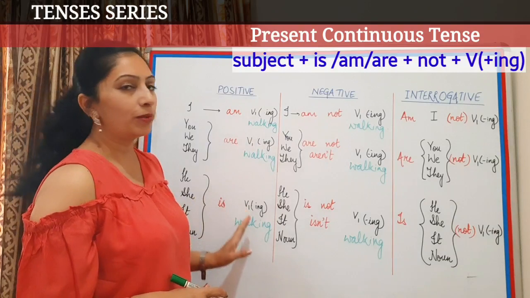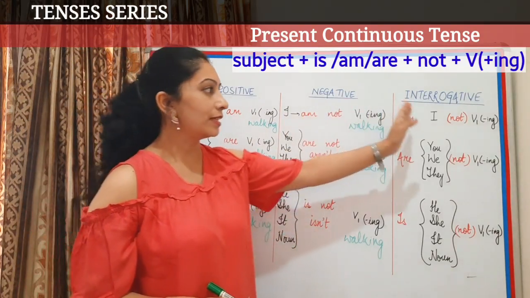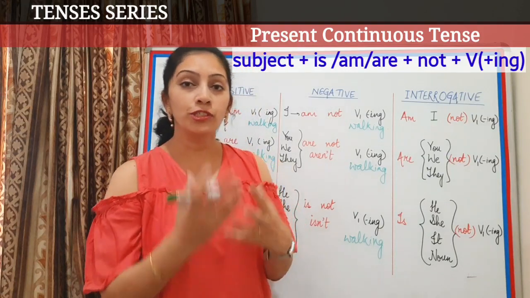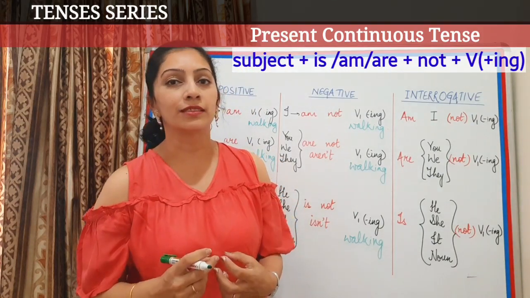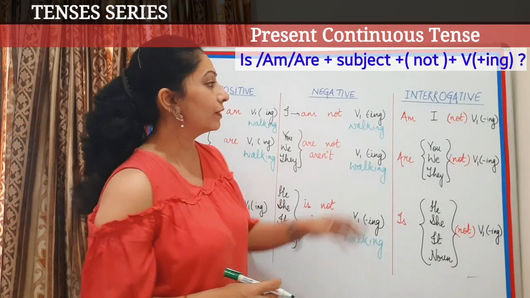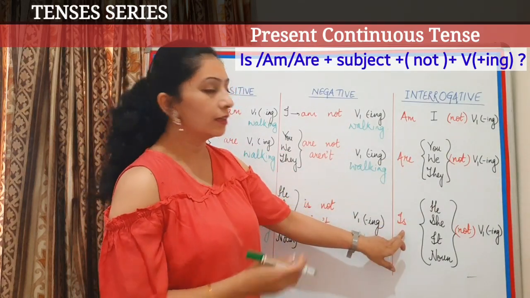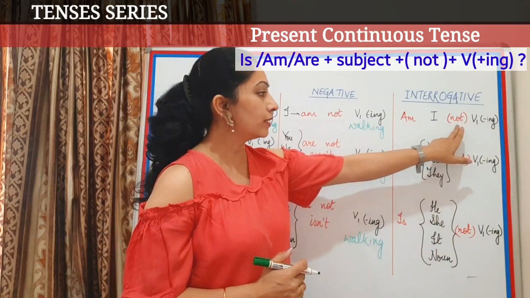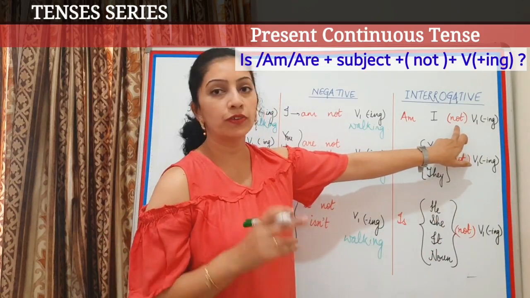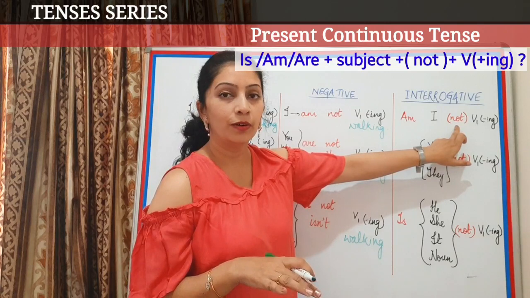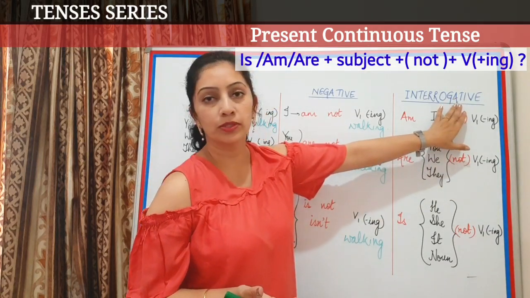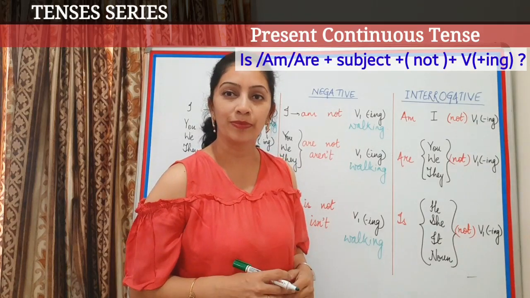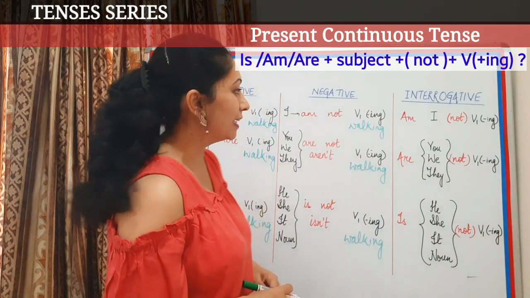Now after we saw positive and negative statements, let's jump to interrogative, where we are going to change the sequence of the words. So in interrogative, we will have the auxiliary verbs first, then the subjects, and after that not can be used for negative questions, or for positive questions we will not use the word not and use the verb in ing form. Let's try to make sentences on these.